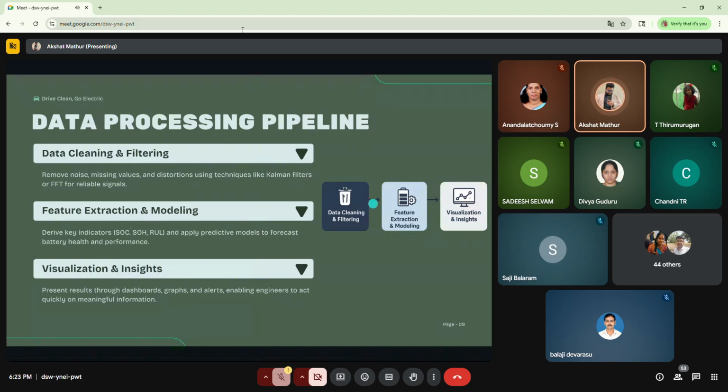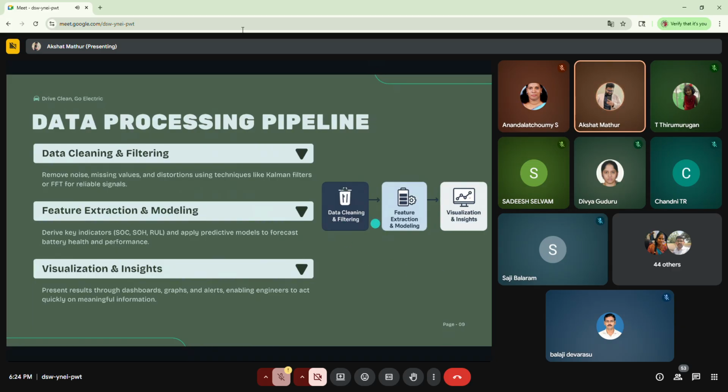The second stage is data extraction and modeling, where we translate raw signals into indicators like state of charge, SOH, or RUL, and run predictive algorithms. Wherever we get the clean and filtered data, each predictive algorithm set for charge, battery management, and everything will run through it. Finally, visualization and insights, where the processed results are shown through dashboards and graphs, so engineers can act quickly. In short, data moves from raw signals to knowledge and actionable insights.